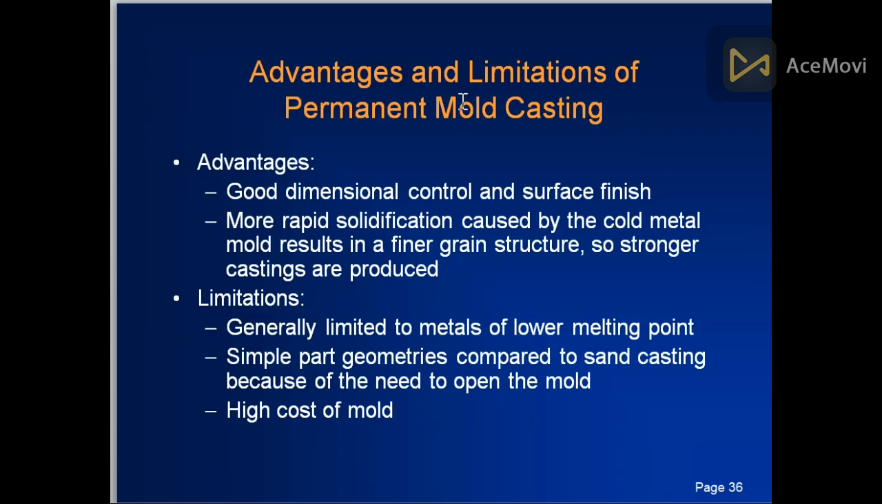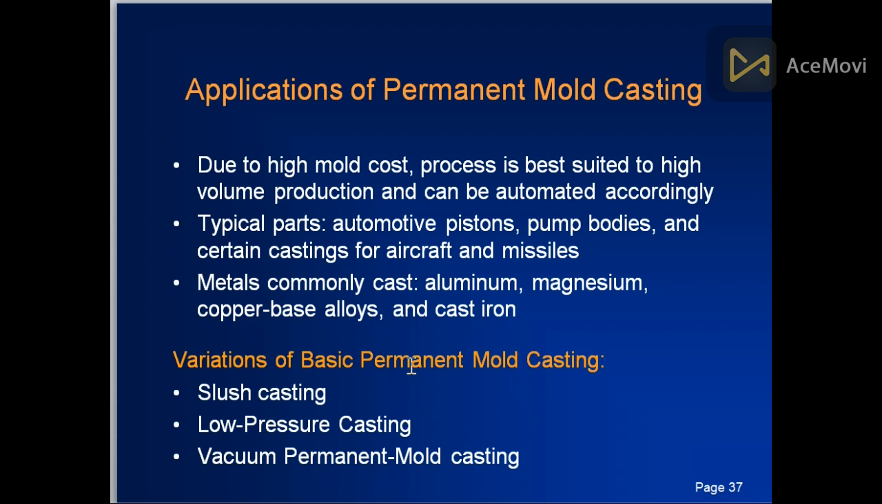Advantages and limitations of permanent mold casting. Advantages are dimensional accuracy, dimensional control, surface finish, more rapid solidification, and finer grain structure, so stronger castings are produced. Some limitations also lie in it: generally limited to metals of lower melting points, simpler part geometries compared to sand casting because of the need to open the mold, and high cost of mold. Because it is a metallic mold, it also has some cost.